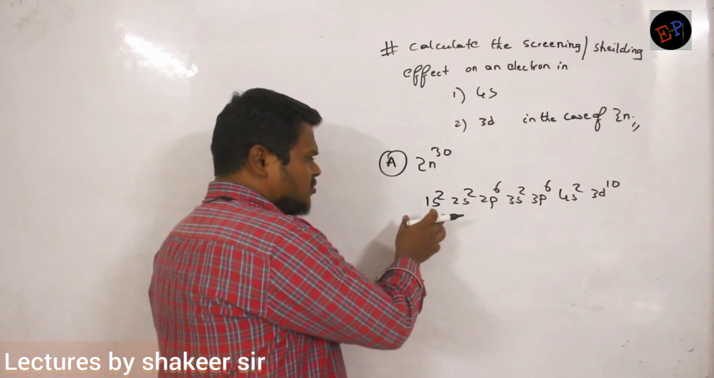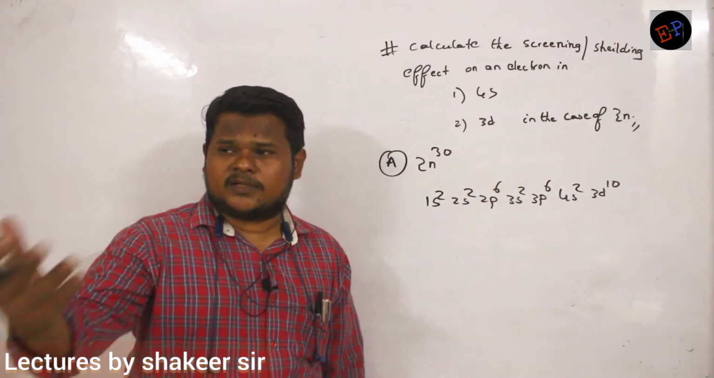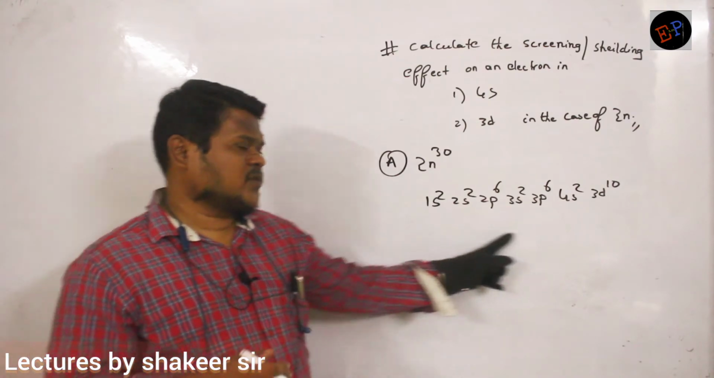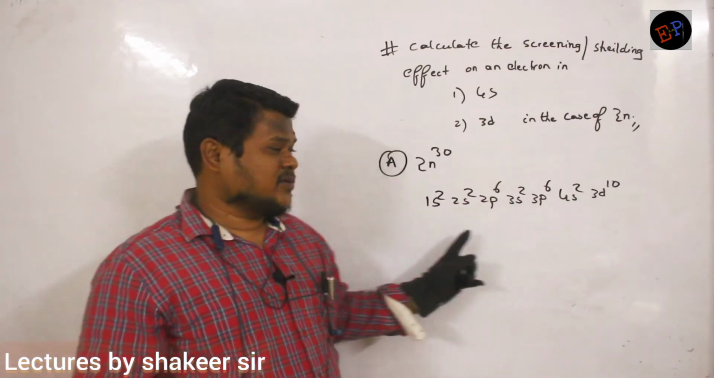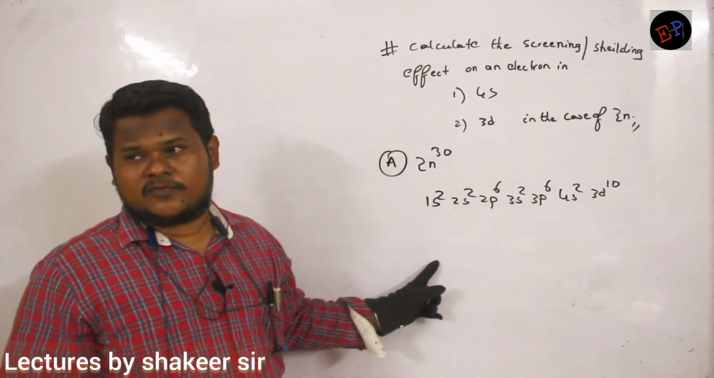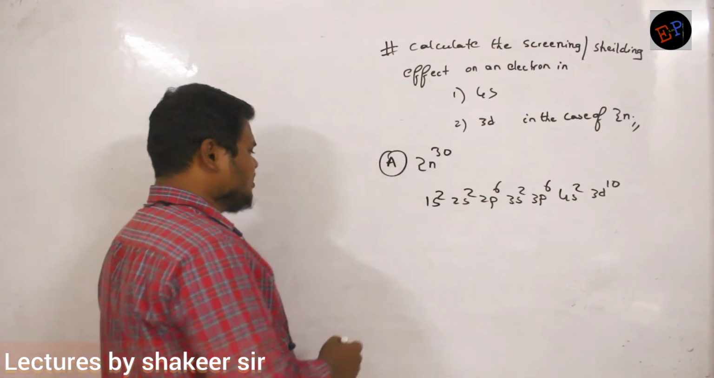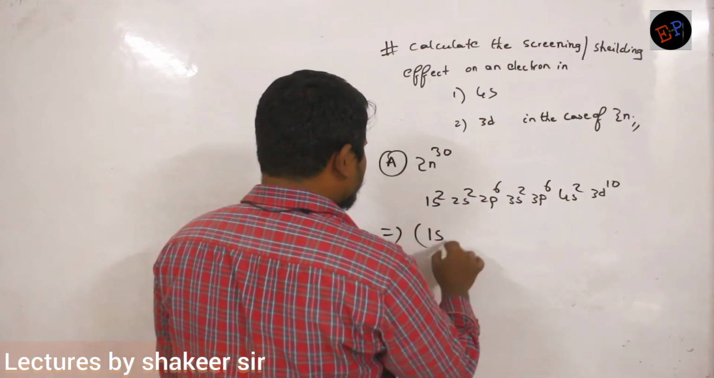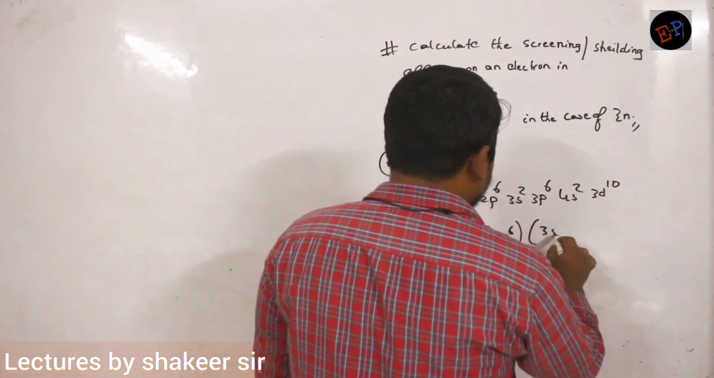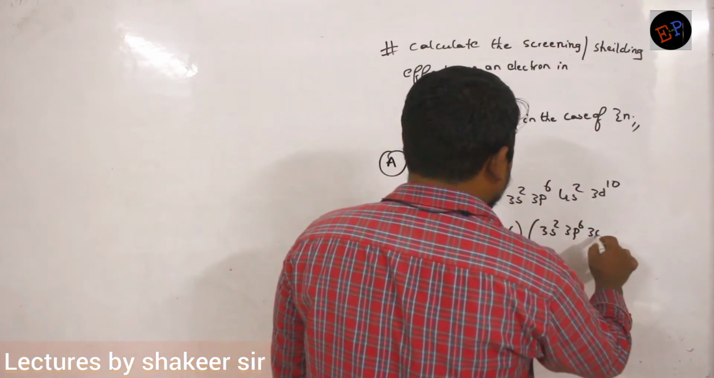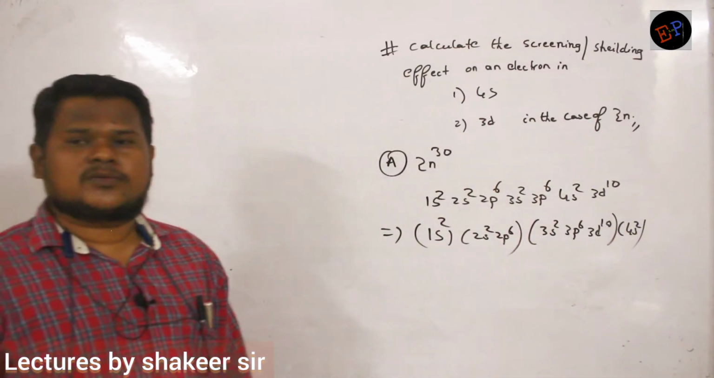Now what I am supposed to do is arrange them in increasing order of atomic radius. This is according to the Aufbau principle. You are not supposed to calculate the screening effect according to the Aufbau principle, but according to the increasing order of atomic radius. How can you arrange it? 1s2, 2s2, 2p6, 3s2, 3p6, 3d10, and finally 4s2. This is the method of writing according to Slater's rules.